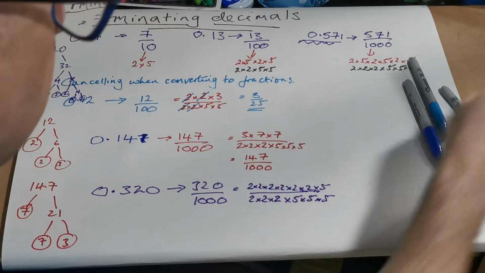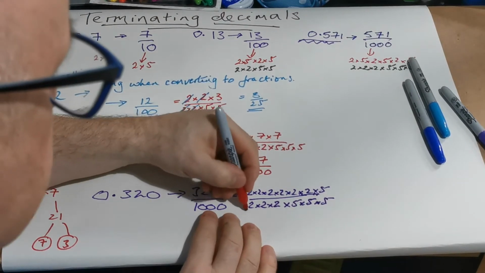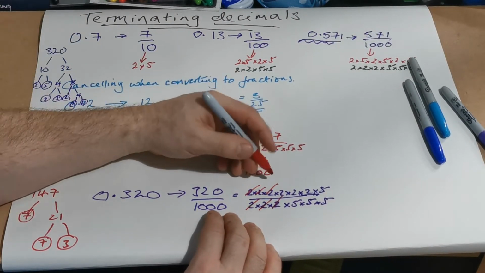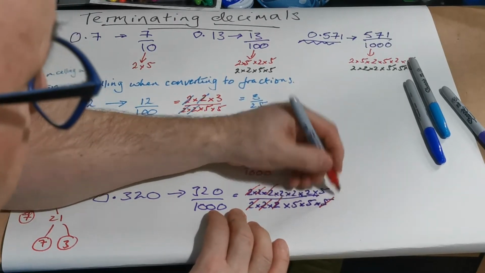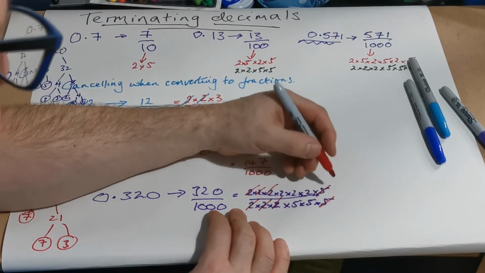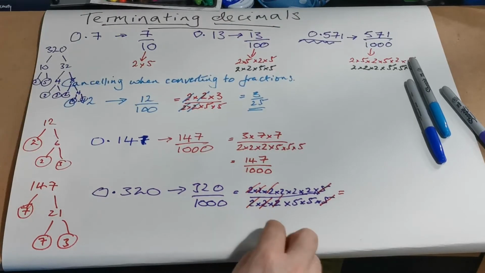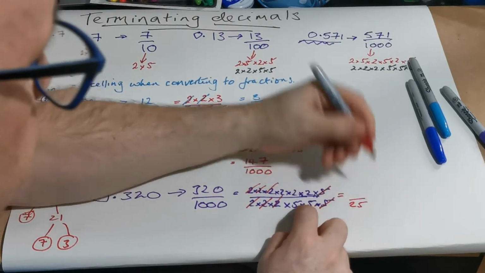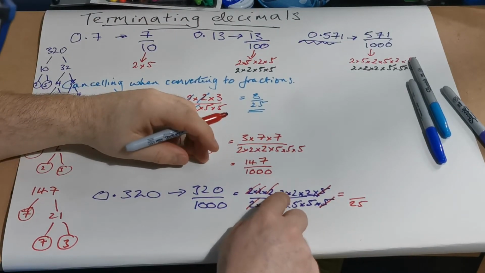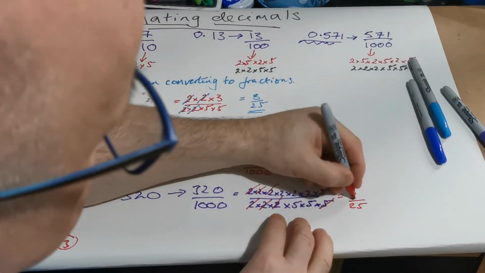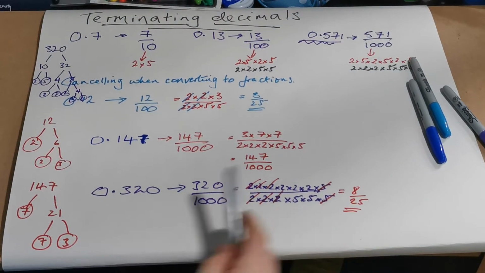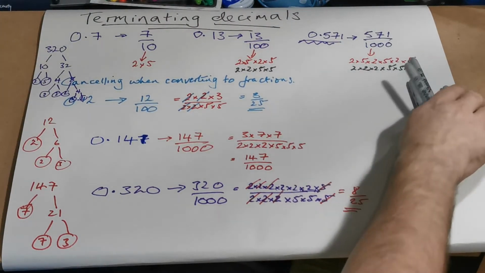And I can cancel them out. So I've got 3 2's, 1, 2, 3, and 1, 2, 3 2's. I can cancel there, or I can do 1 5 and another 5. So what I'm left with here, on the bottom I've got 5 times 5, which is 25. And on the top I've got 2 times 2 times 2, which is 8. So 0.320 is 8 over 25.